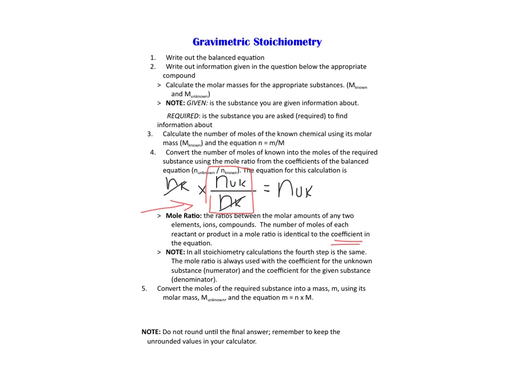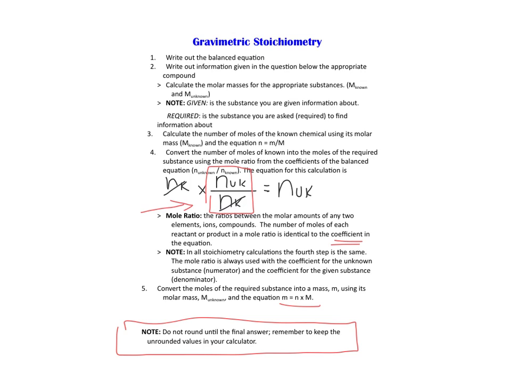Then once we've got moles of our required substance or our unknown, we can convert that into a mass using its molar mass and the equation m is equal to little n times big M. Note, do not round until the final answer, okay? Remember to keep unrounded values in your calculator or at least a couple extra sig figs throughout. Otherwise, you're going to make an error too early.